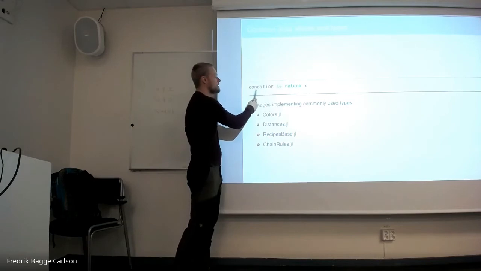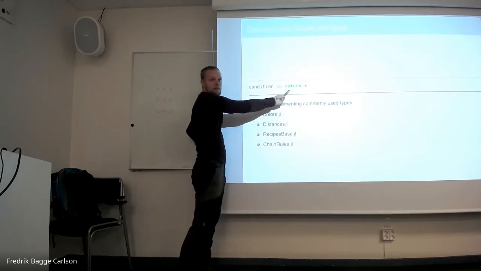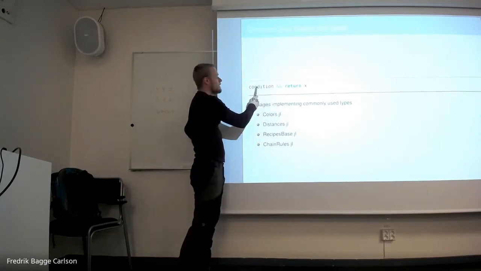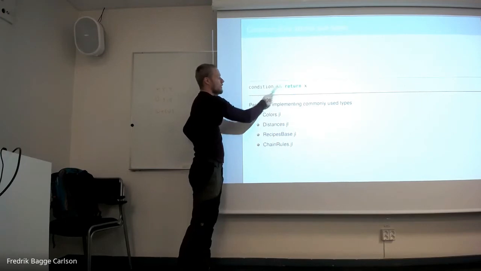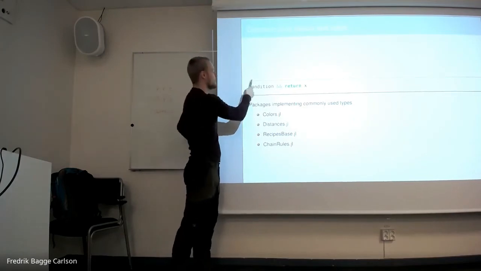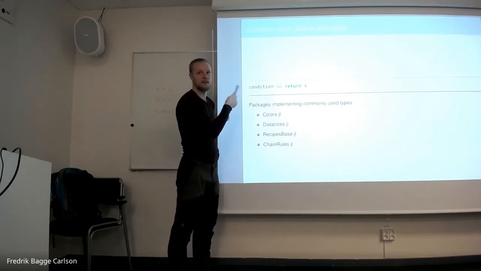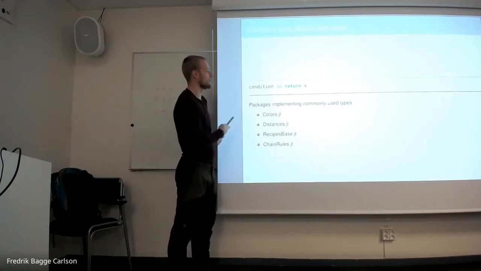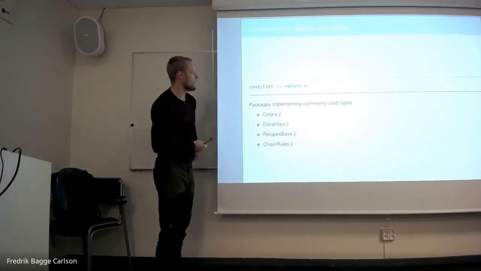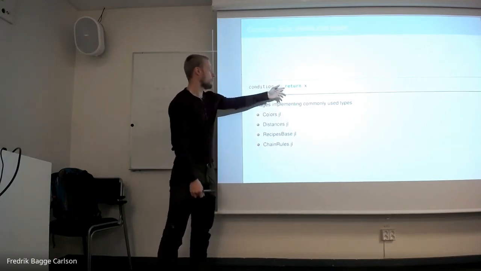Short-circuiting means if this is false, the AND will be false. Then there is no reason to evaluate this side. So if this evaluates to false, nothing will happen. If it evaluates to true, you will return X. So this is the same as if condition return X. But this is a one-liner, and this is used quite a lot, and you can do it with or also. We can read it as if condition and return X.